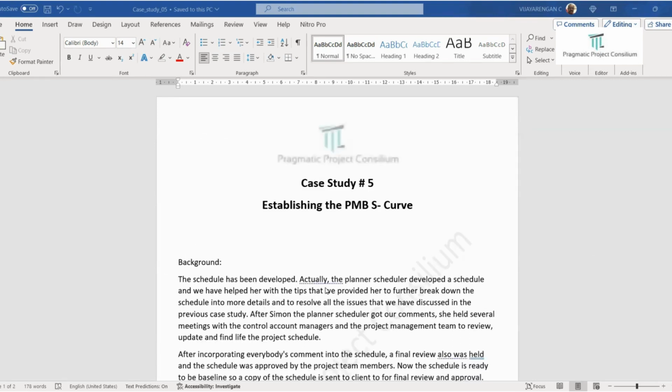Now in this case study number 5, the importance of establishing the PMB S curve for the respective activities and the corresponding activity level with the budget we have planned for the activity level. So let us see in detail by using the software called Primavera. It has already been incorporated into the Primavera schedule with resources and budgets already loaded. So let us see how.